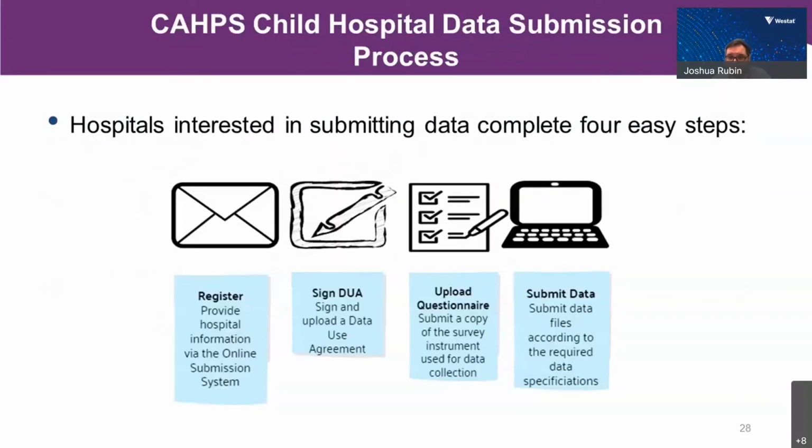So let's talk about the Child HCAHPS data submission process. It's really a 4-step process. The first step, step 1, the submitters will go to the Child HCAHPS submission page, and they'll register for an account once submission is open. At this point, we're going to ask some general information from the hospitals and vendors. And once the account is registered and approved, the submitter can log in and start the data submission process.